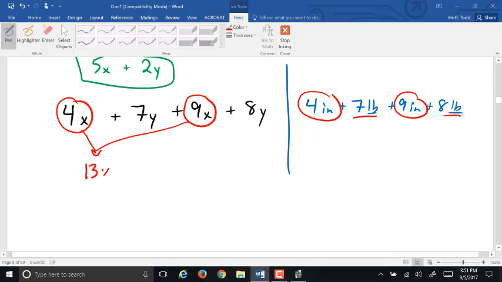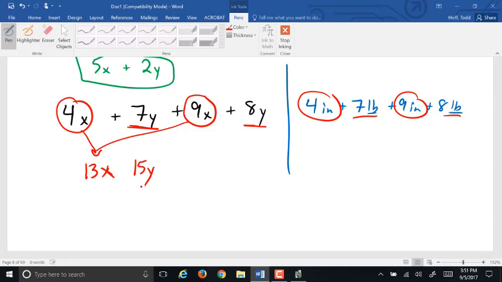13x. Yes, we just keep the same name. 7y then, of course, can combine with 8y to give us 15y. Now, there's something awkward about the way I have that answer written. There's actually something missing from it. What is it?